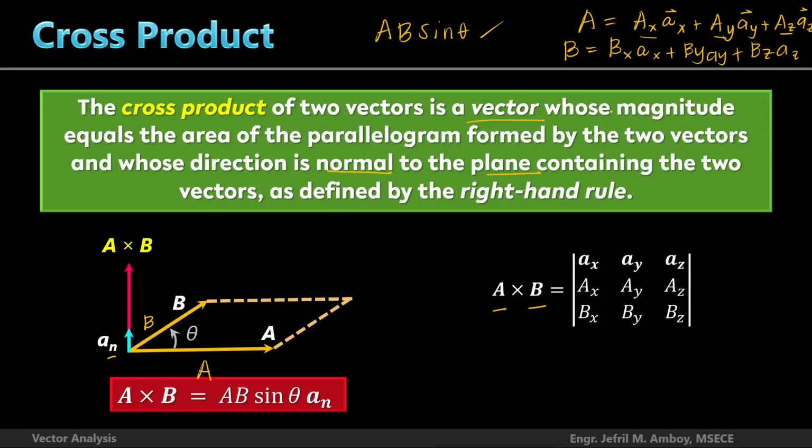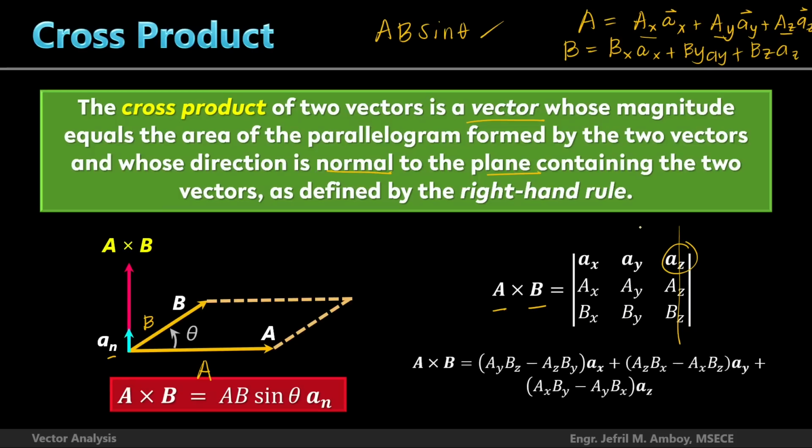Now, for ay, we cross out the column containing ay, and this time, we multiply up minus down. So that will be AzBx minus AxBz. And lastly, for az, we cover this column and multiply down minus up, just like for ax. AxBy minus AyBx. Okay, so if we write it down, we will get this. For ax, that's AyBz minus AzBy.